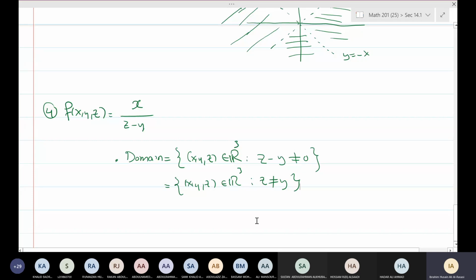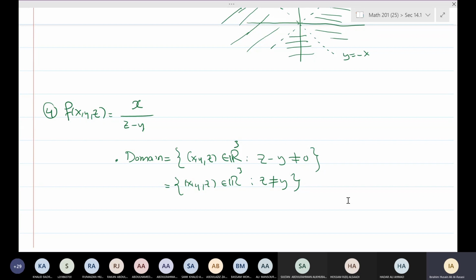For x, there is no mention of it, it is free. I need just to concentrate on what is important: z not equal to y, to avoid having 0 in the denominator. So this is the domain. What is the range?